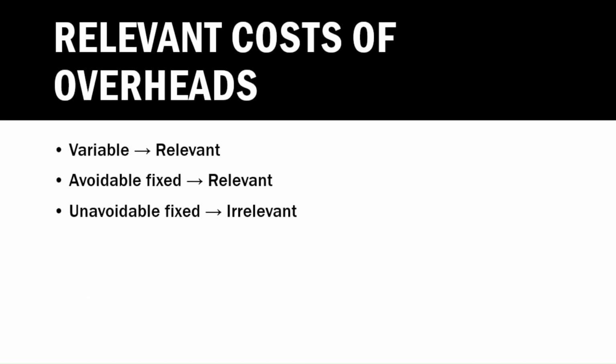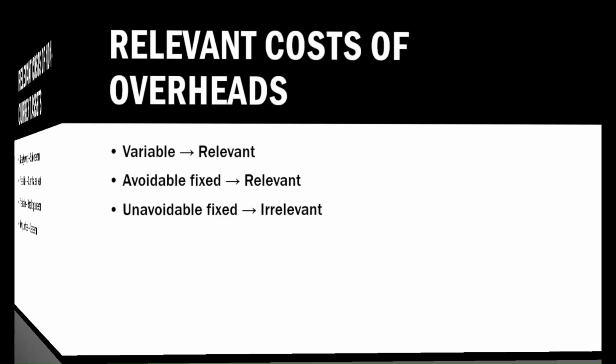Relevant costs of overheads. Variable overheads are relevant. Fixed overheads are relevant only if they are avoidable. Apportioned overheads are irrelevant. This is a common examination trap. Never include absorbed overheads when calculating relevant costs.